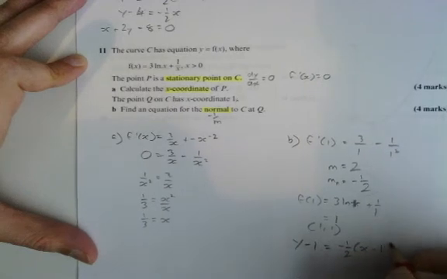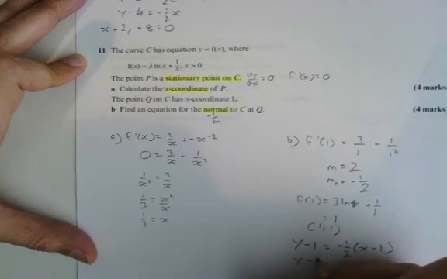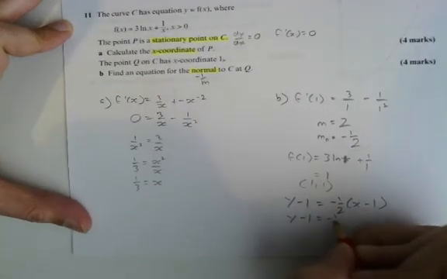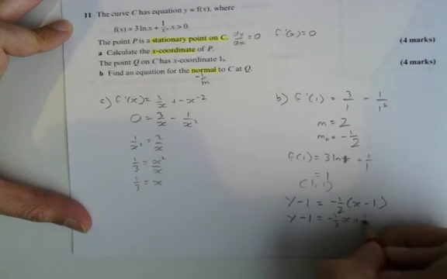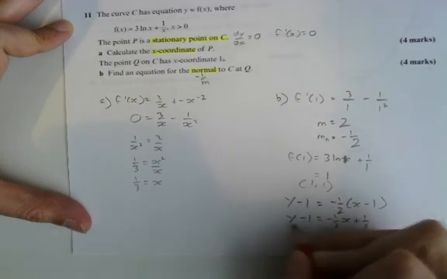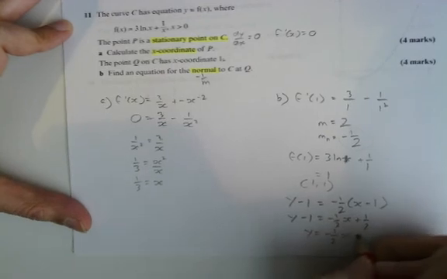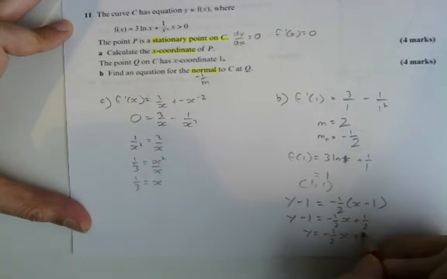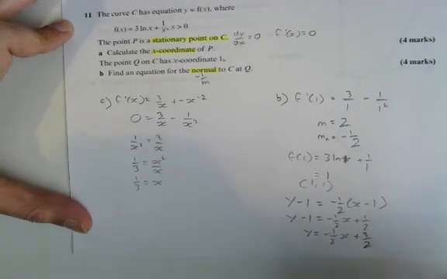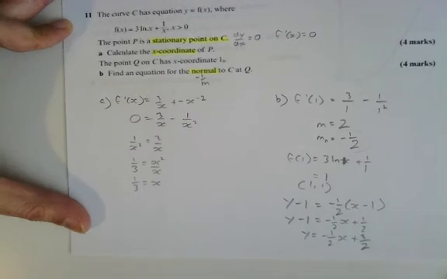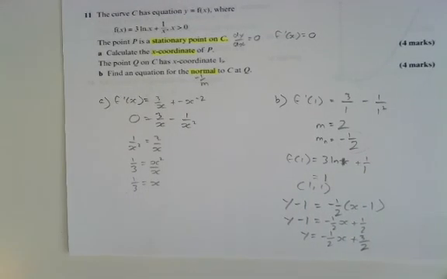Okay, so I can now do the equation of the normal by going y minus 1 equals m, which is minus 1 over 2, brackets x minus 1. So I get y minus 1 equals minus a half x plus a half, and minus a half times minus 1. Get all that over to the side. y equals minus a half x plus a half plus 1, which will be 3 over 2, 1 and a half. Okay. So well done if you got that right.